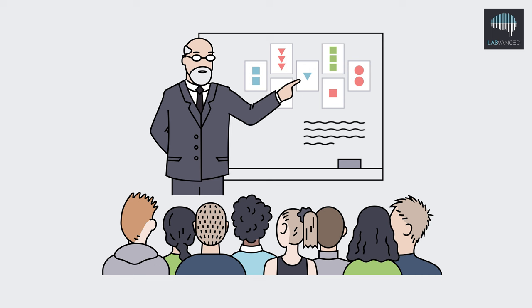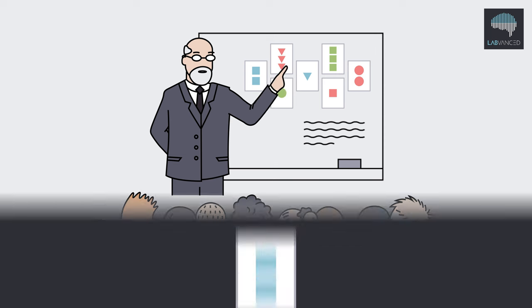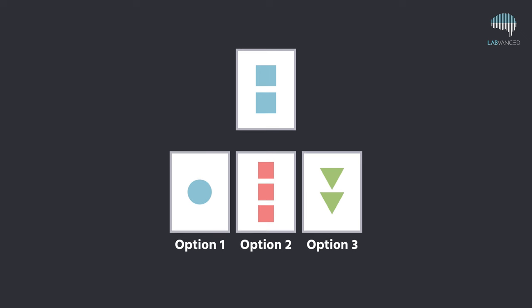After a few trials, the rule changes again without warning, and the participant has to start the abstract reasoning process from the beginning. The target, or sample card, is at the top, and the three options are at the bottom. The participant has to guess which card is correct.